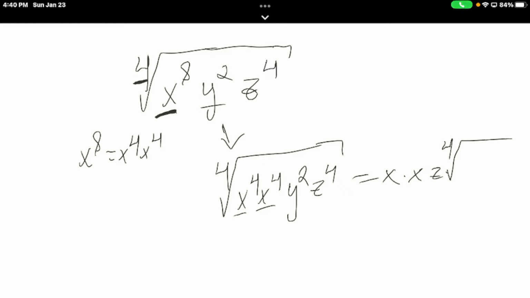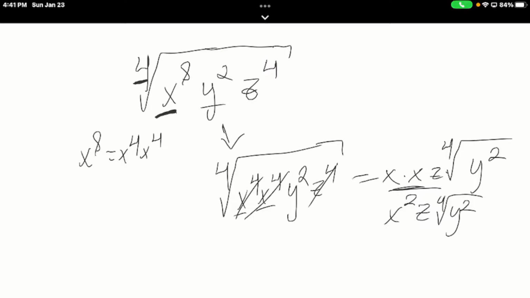Okay, so I did one of the x's, I did z. So the only thing that I'm left with is y squared. And in fact, you'll multiply these together now to get x squared z, 4th root of y squared. That's how you would simplify that. Okay, an example of one that's a multiple of the index. 8 is a multiple of 4, so we have to do an additional step by multiplying it out in the end. Okay, let's do one more with a number in it.